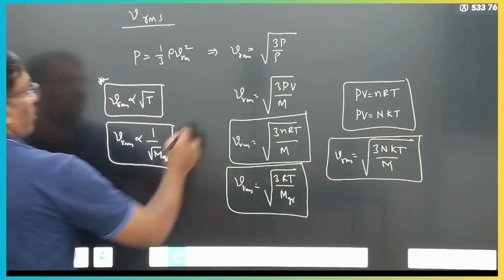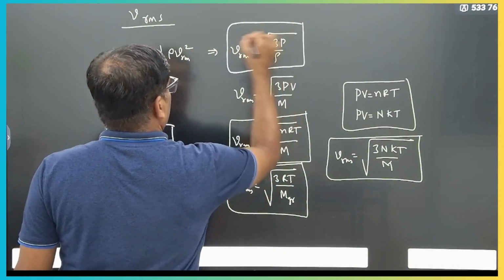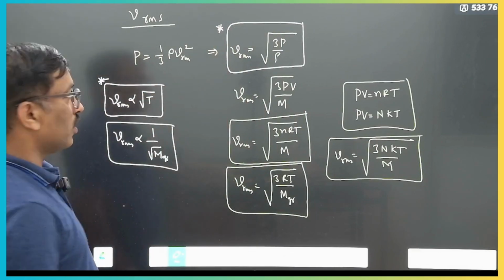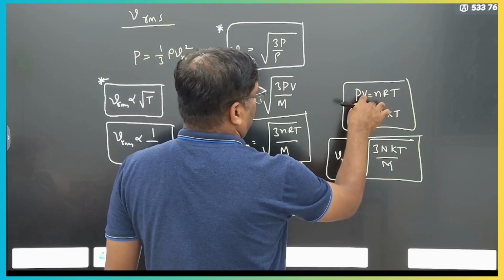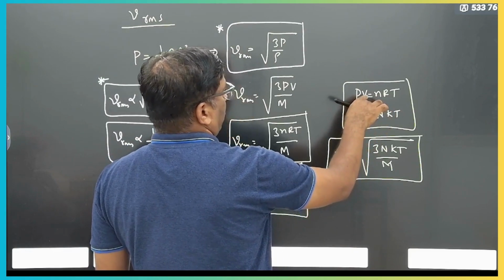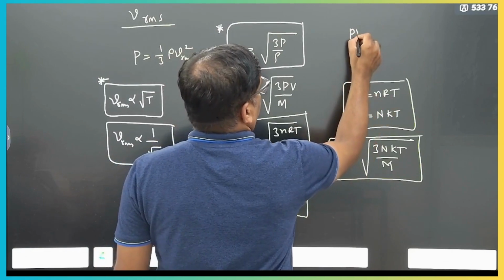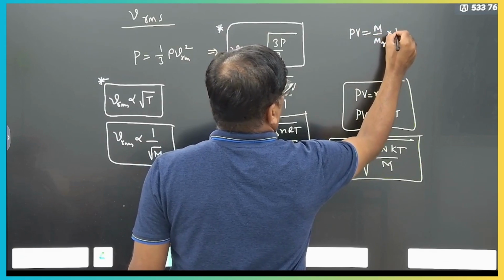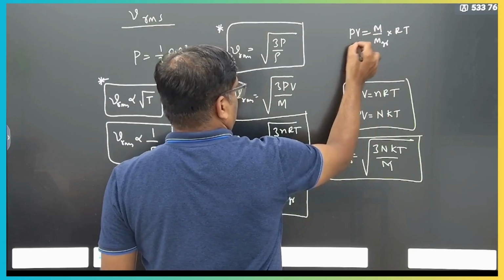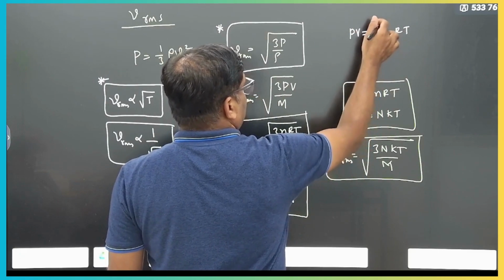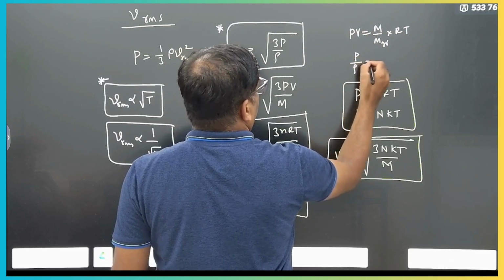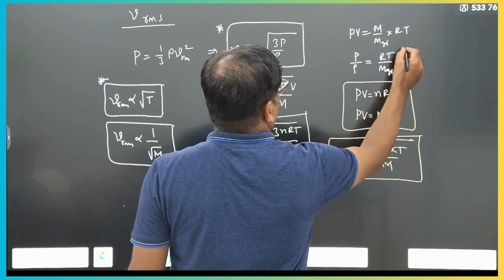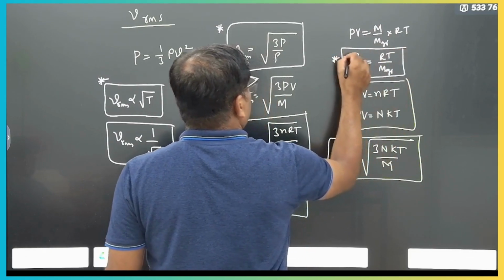One more important formula: how does RMS speed depend upon the pressure? We know PV equals nKT. So PV equals n, which is the mass of the gas by gram molecular weight, into RT. Here you can take M by V as density, so pressure by density is nothing but RT by gram molecular weight. So pressure by density is always constant for a given gas.